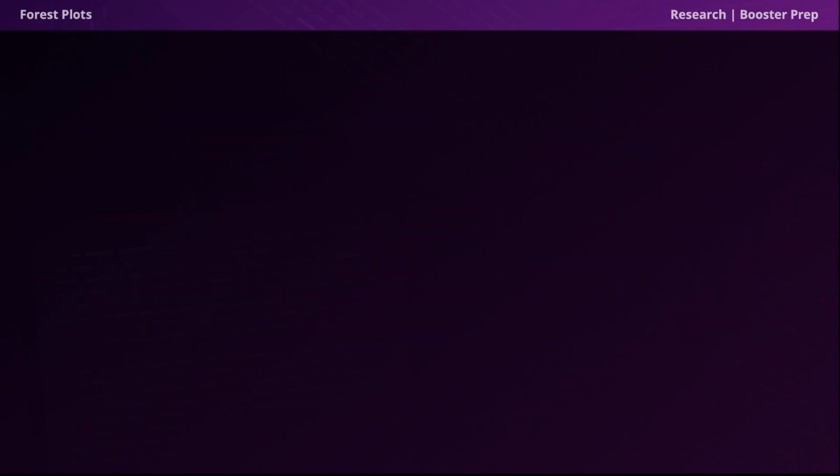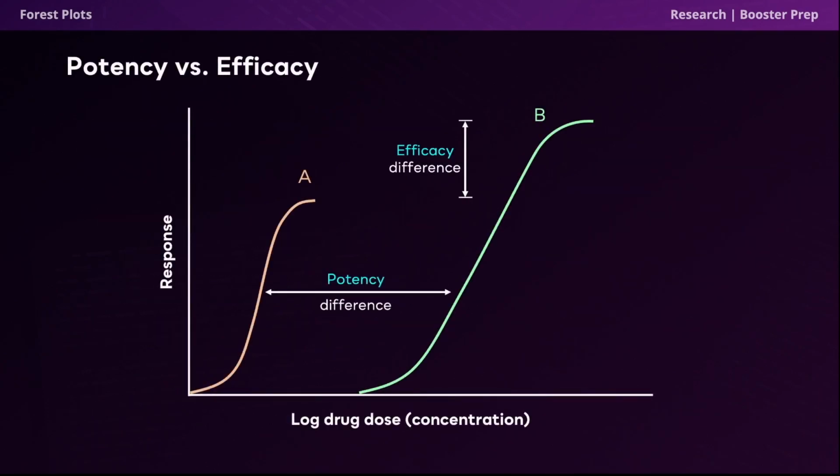And finally, let's review a potency versus efficacy graph. The x-axis represents the logarithm of drug dose concentration, while the y-axis represents the response. Now here we have two curves, one for drug A and one for drug B. In order to achieve the same response, we need a much higher concentration of drug B compared to drug A. This also means that we need a much lower concentration of drug A in order to achieve the same response compared to drug B, making drug A more potent.